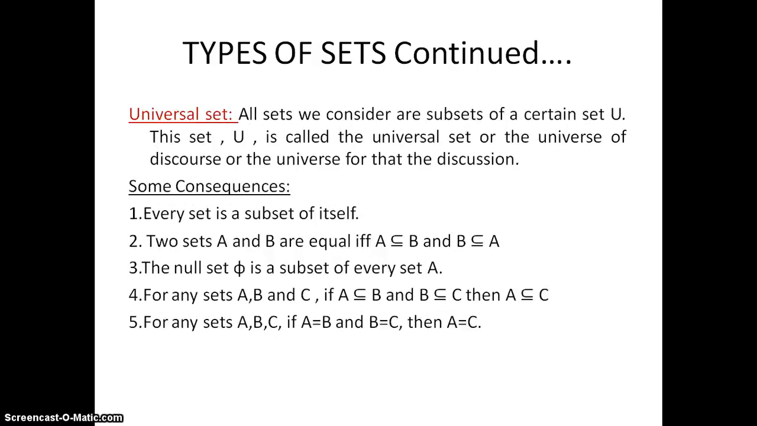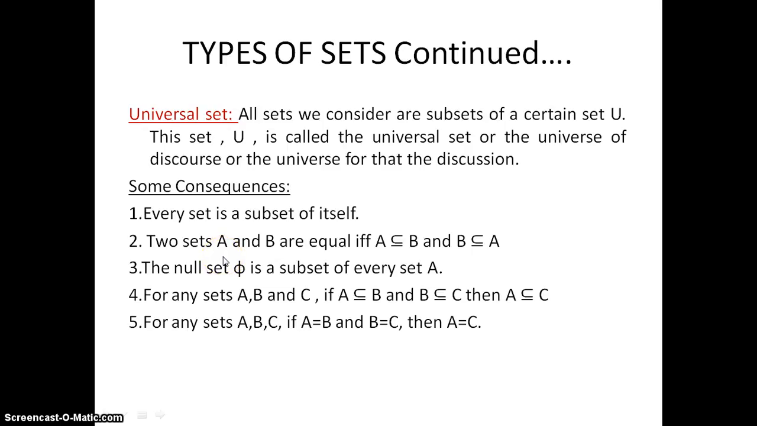Moving on to the next type of set, the universal set. All sets we consider are subsets of a certain set, which is denoted by U. This set U is called the universal set, or the universe of discourse, or the universe for that discussion. We are going to come across some consequences while discussing types of sets. First, every set is a subset of itself.